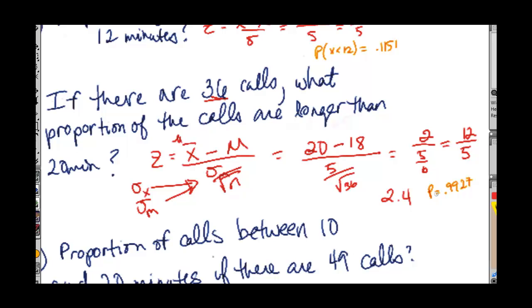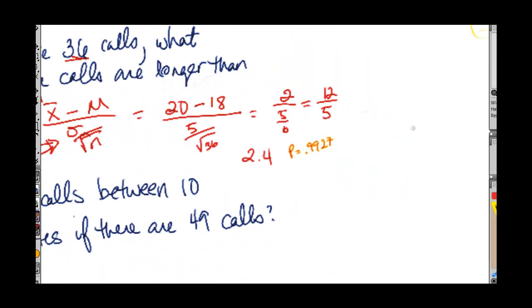So the p-value is 0.9927, but that's for less than. We need greater than, right? Longer than 20 minutes. So that would be 1 minus 0.9927, which is 0.0073.